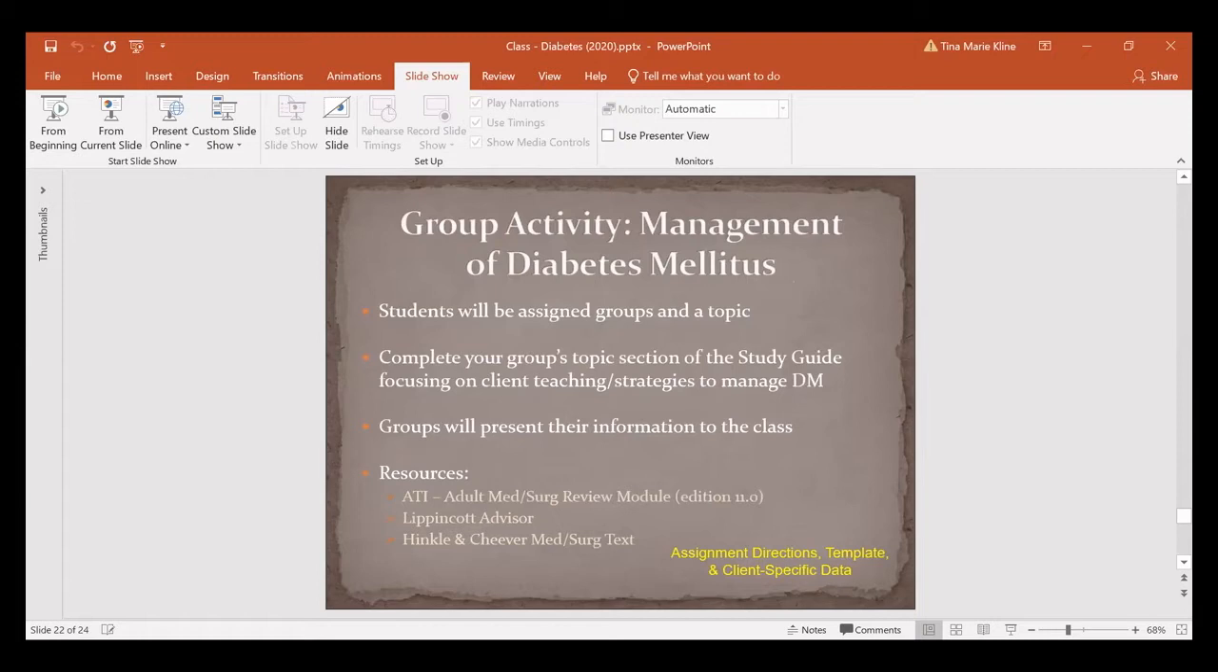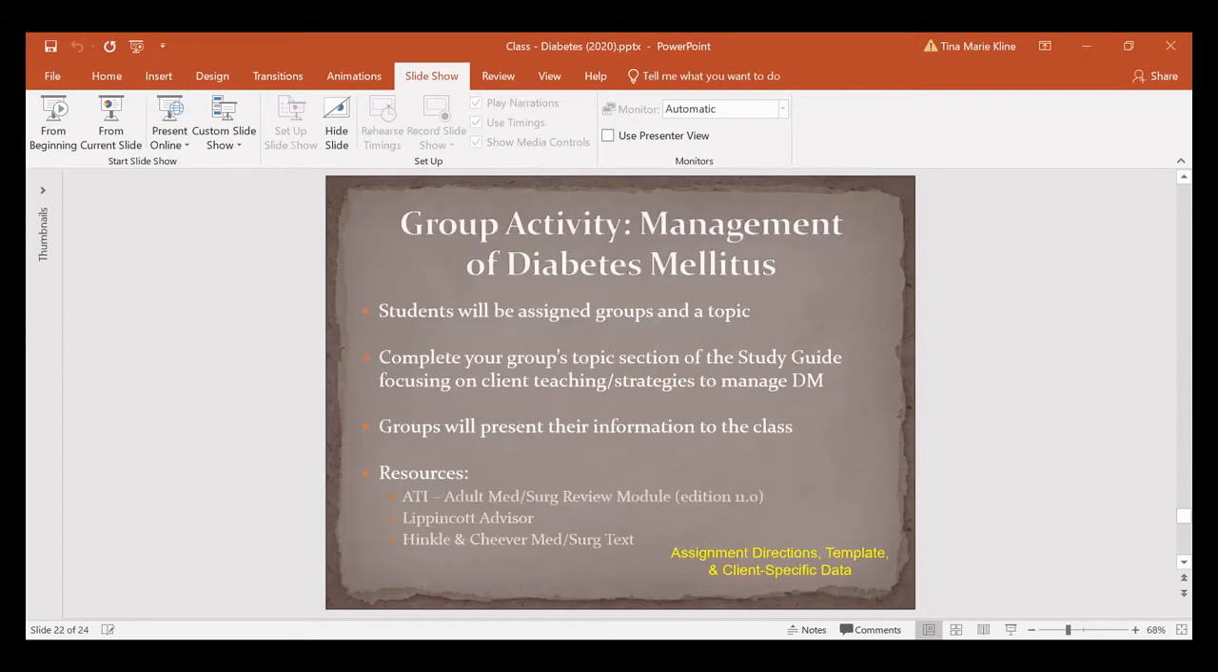All right, I want to switch gears here real quick just to go over some items with the group activity. Actually, no, scratch that. This was a group activity we were going to do in class where I was going to divide you up into groups, and we were going to look at different strategies to manage diabetes, and you were going to present to the class.